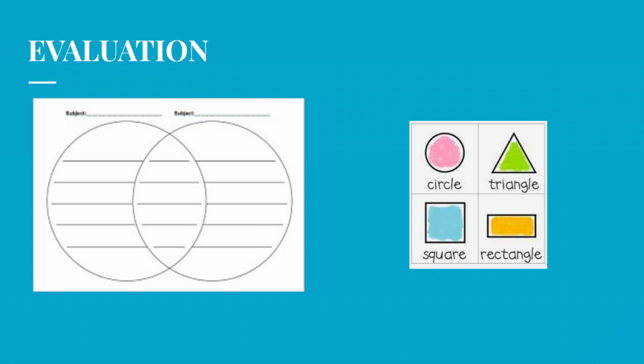Evaluation. This will be a summative assessment. The teacher will tell students to grab their notebooks. The teacher will then tell the students to create a Venn diagram or a T-chart to compare and contrast the characteristics of the shapes learned today.